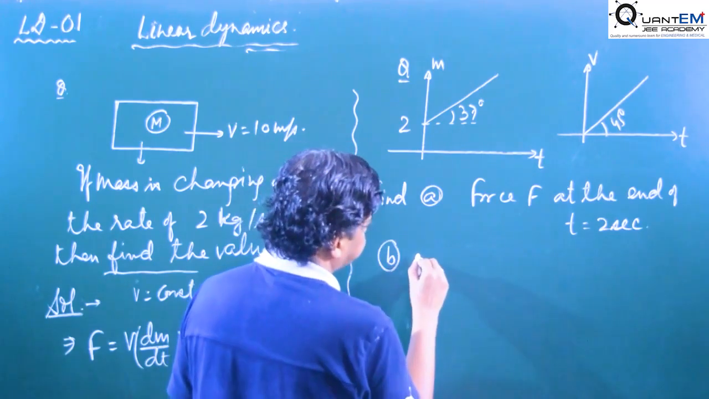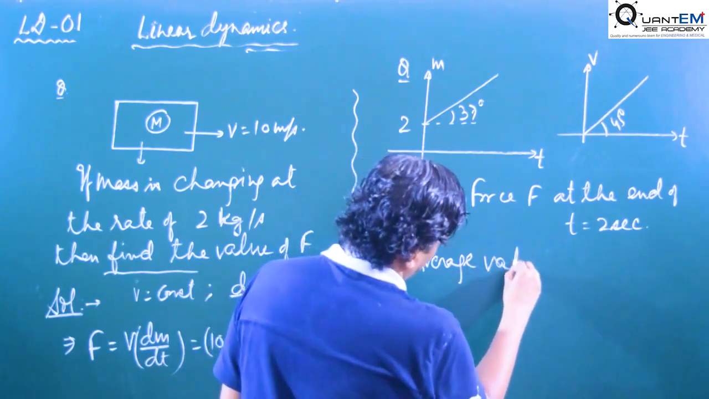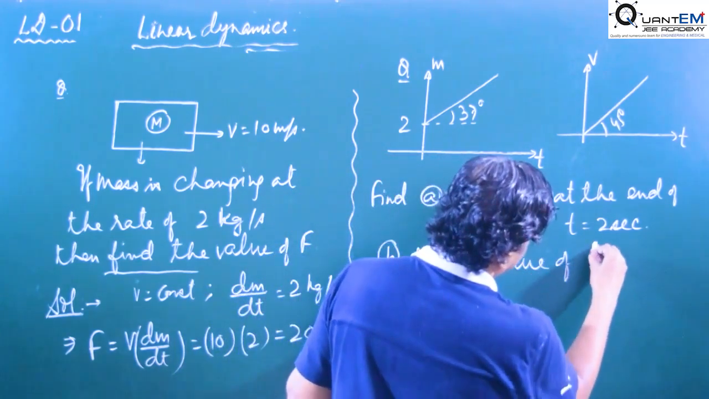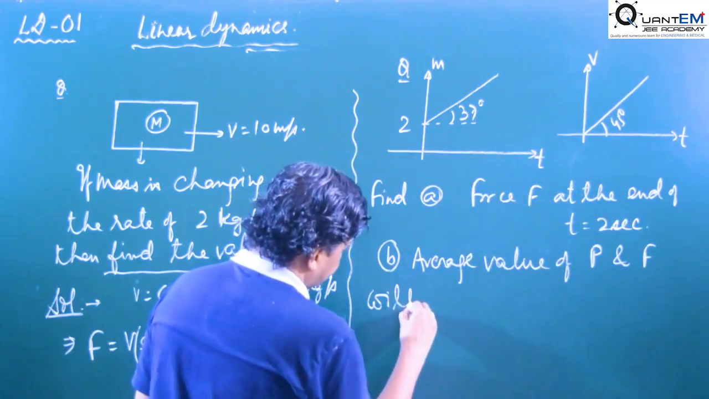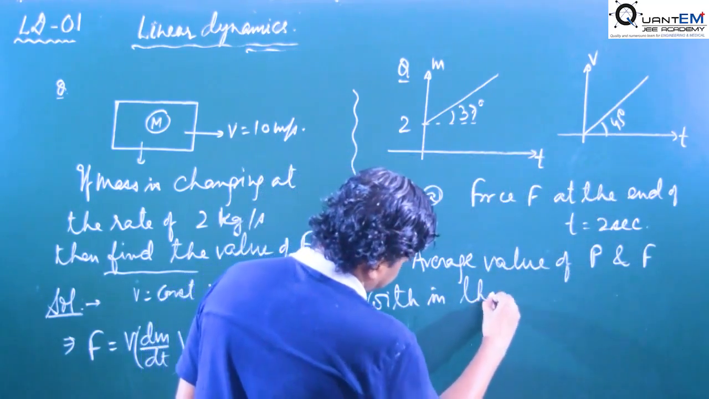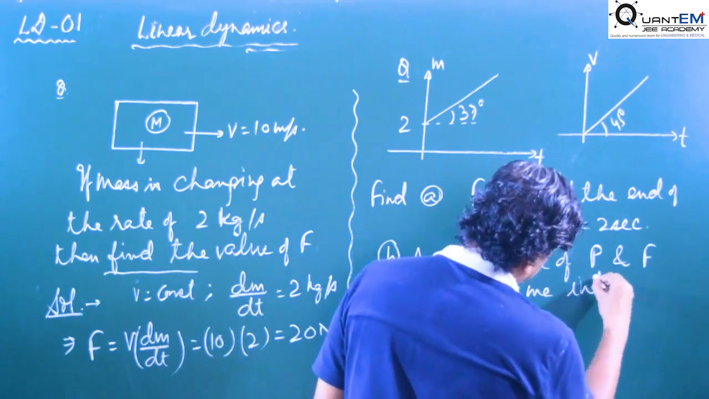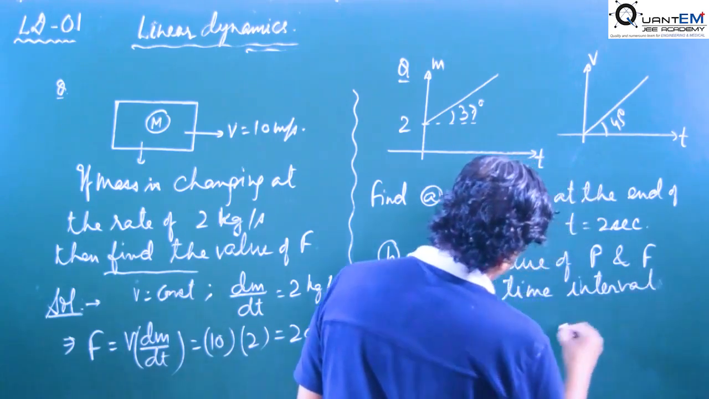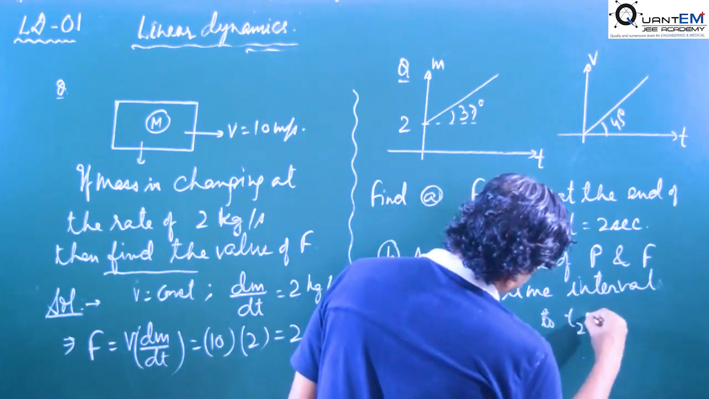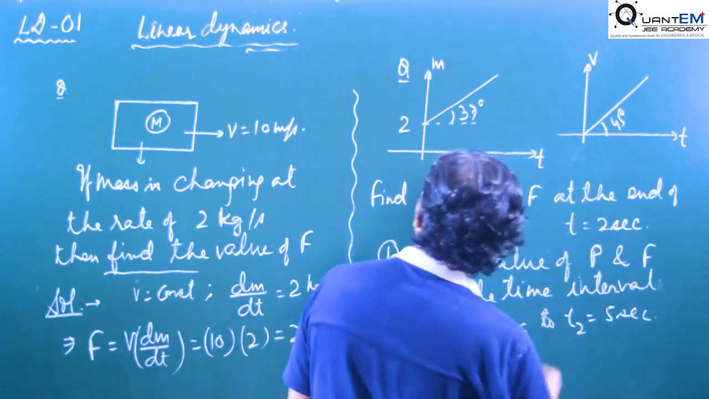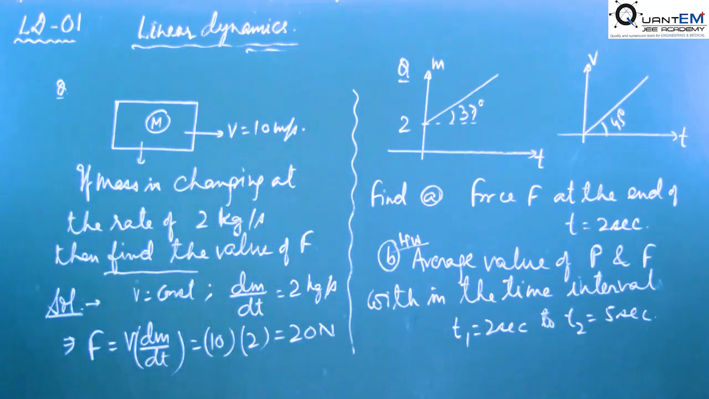Second part, the average value of momentum, linear momentum and force within the time interval t1 is equal to 2 seconds to t2 is equal to 5 seconds. So this second part is for homework. The first part we are solving now.